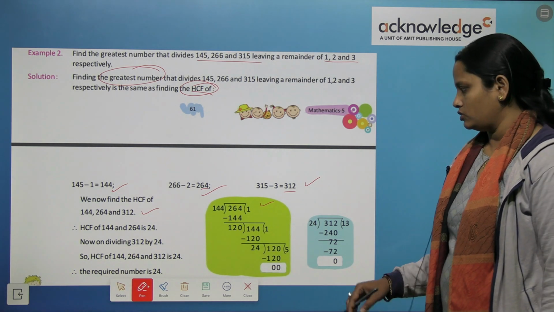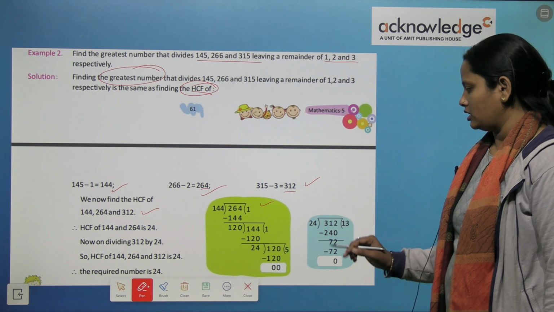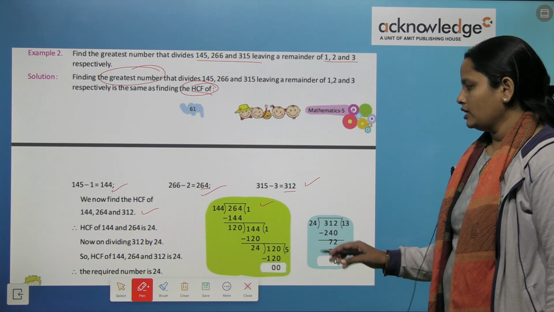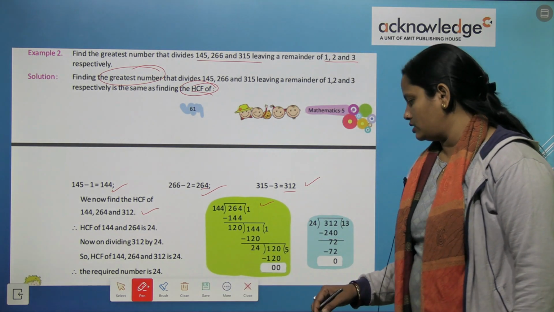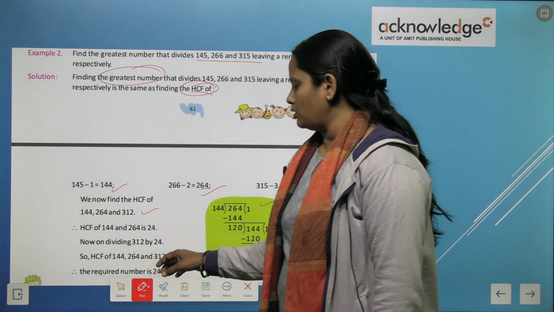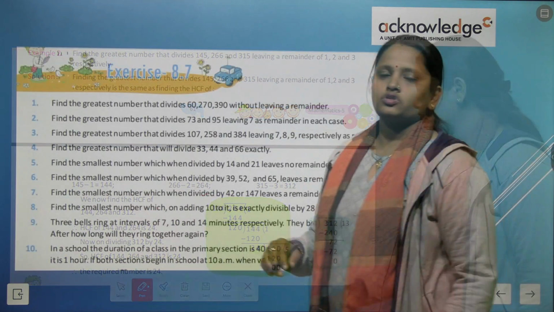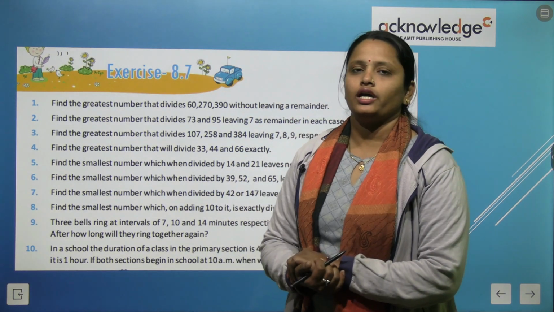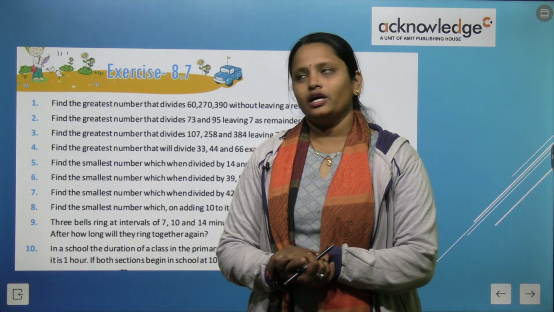We get 0. Now अब ये जो 24 है, this will divide 312. So when it divided 312, we get 0. So the HCF of 144, 264 and 312 is 24. So 24 is the number required. So सबसे biggest number जो है वो है 24. So children, you have to remember that when we want a greatest number, we have to do the HCF, and when the question is asking about smallest number, we have to do the LCM.